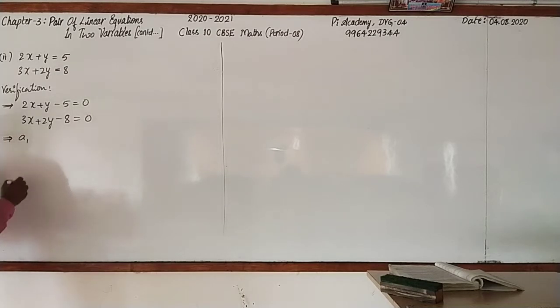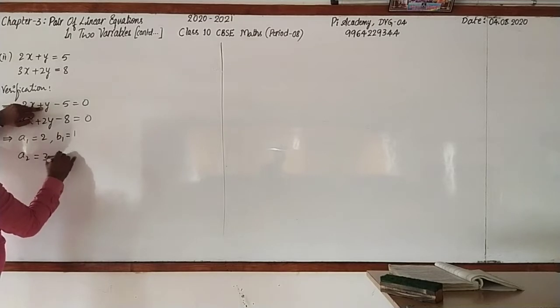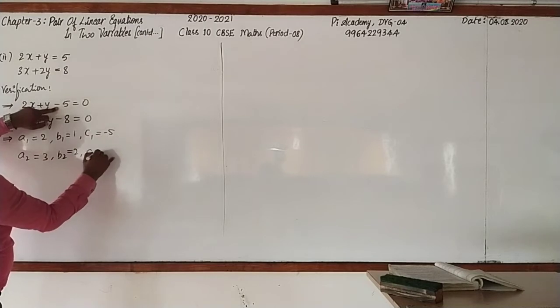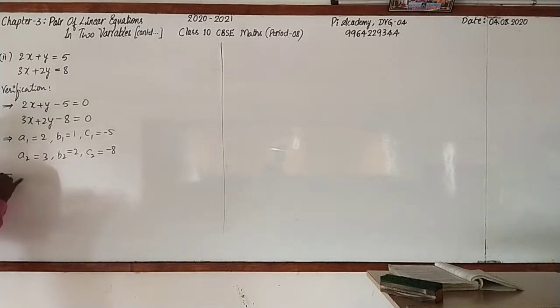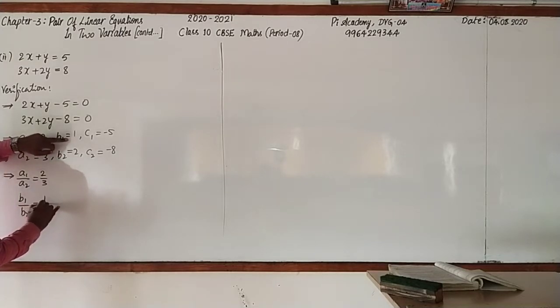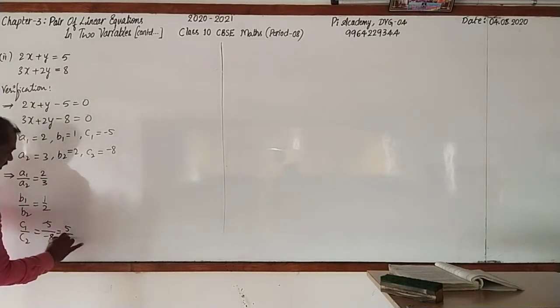Then write all the coefficients: A1, A2, B1, B2 and C1, C2. A1 is 2, A2 is 3. Then B1 is 1, B2 is 2. Then C1 is minus 5, C2 is minus 8. Then go for finding all the three ratios. A1 by A2 is 2 by 3. B1 by B2 is 1 by 2. C1 by C2 is minus 5 by minus 8, which is nothing but 5 by 8.